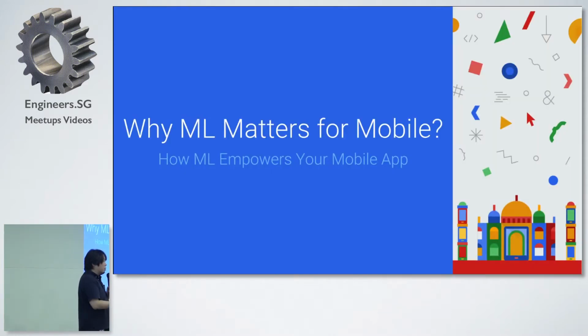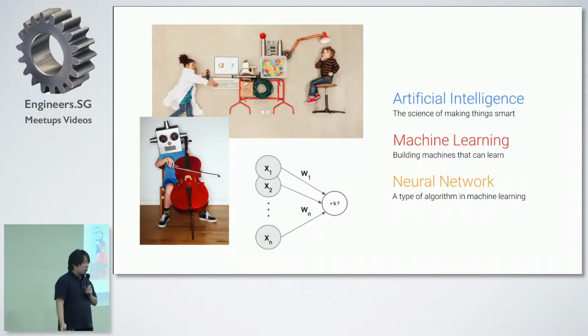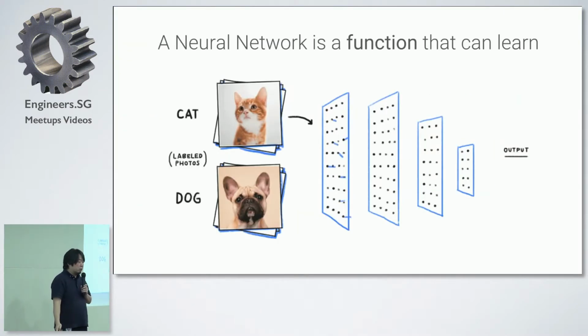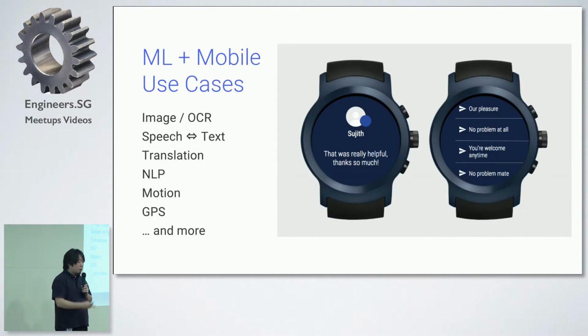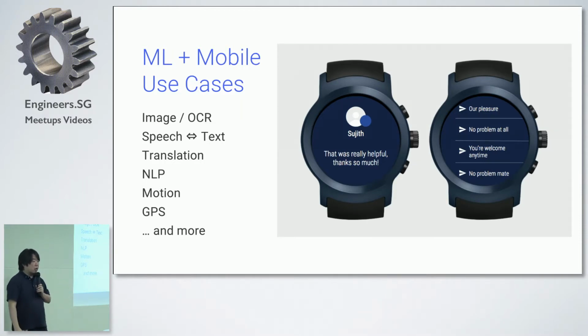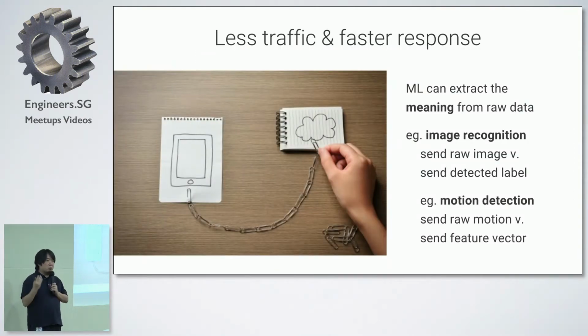So why does ML matter for mobile or embedded or small systems or IoT devices? This is the usual slide I use for introducing. For mobiles, there are many machine learning use cases such as image processing, OCR, speech to text or text to speech, translation, NLP, motion detection, anything. Because we want to make mobile applications with less traffic and faster response.